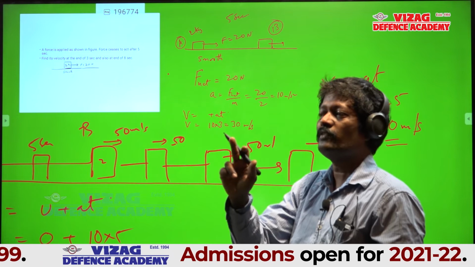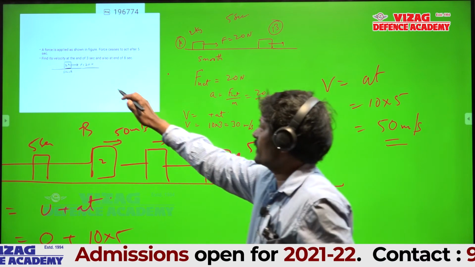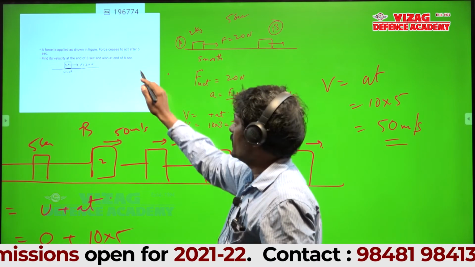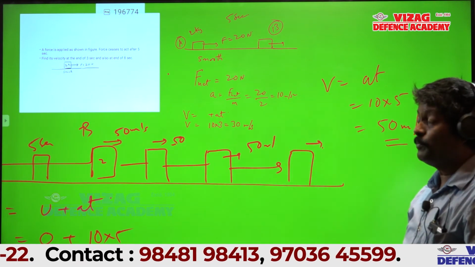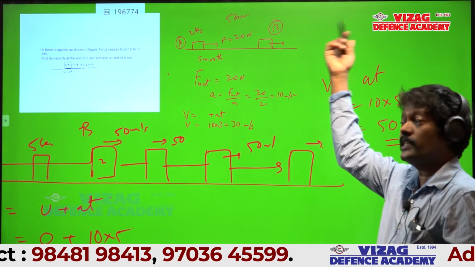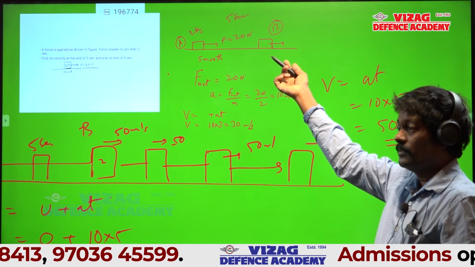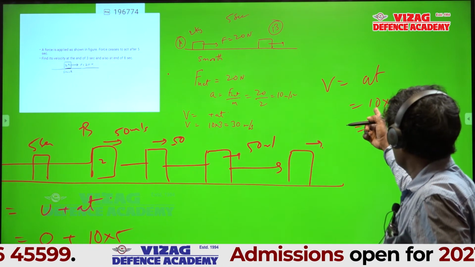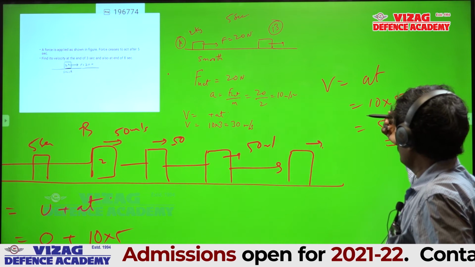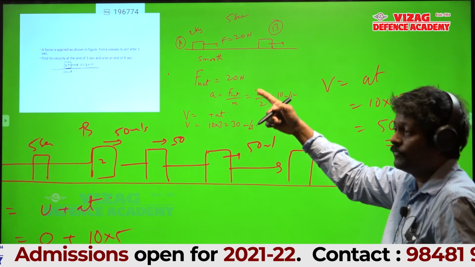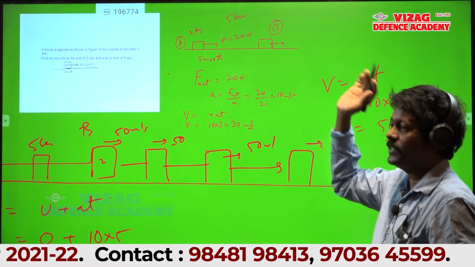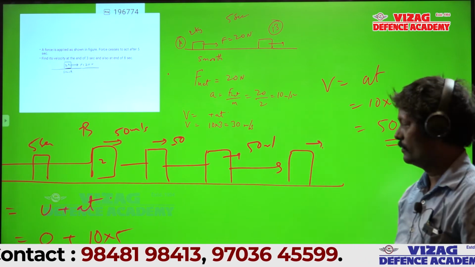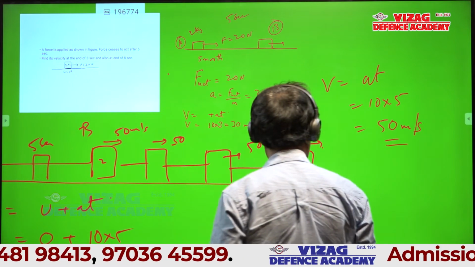Where the student will make a mistake is, 3 seconds he will do correctly, 8 seconds he will make a mistake. Suppose force was acting up to 10 seconds, then I should write 10 into 8 if I want for 8 seconds. But force is acting only for 5 seconds. Very good. Okay, I will go to the next one.